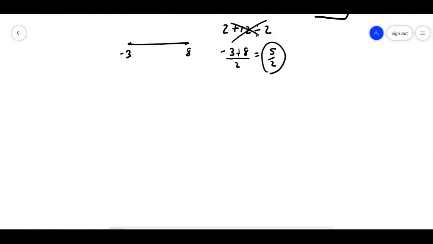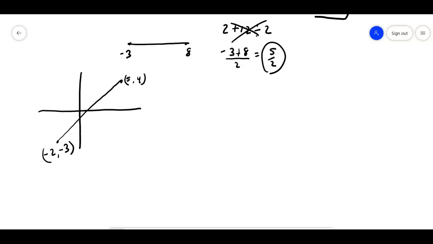Now the next one is if you have two dimensions, like say a grid, and let's say for example (5, 4) and (-2, -3). So in this case what you do is you add the x's and you divide by 2, and then you add the y's and you divide by 2. So basically you do what we did up above, but you do it twice, once with the x's, once with the y's.